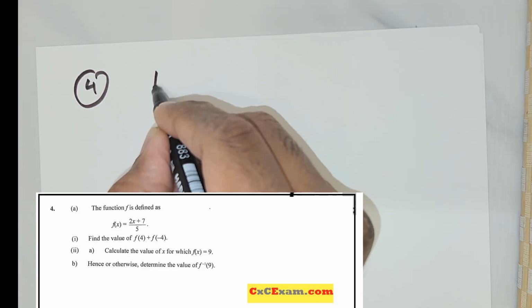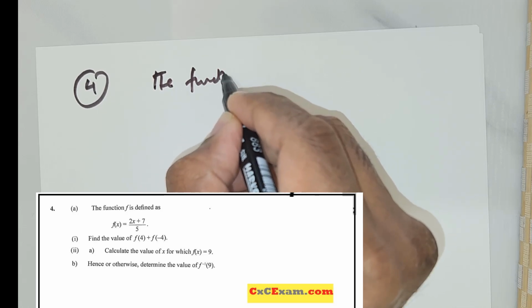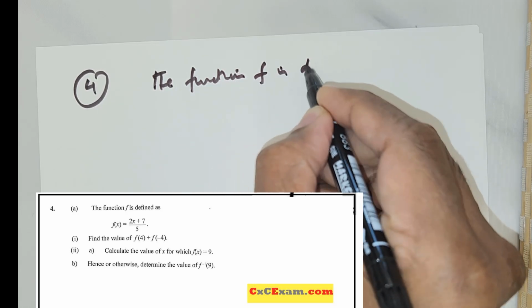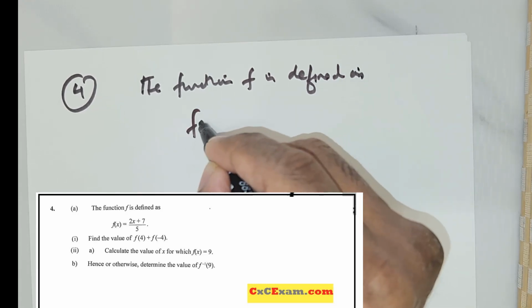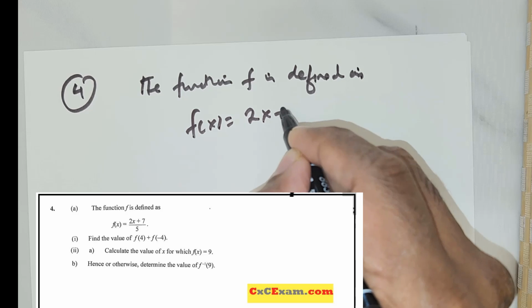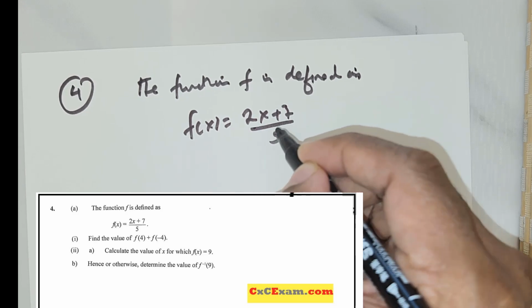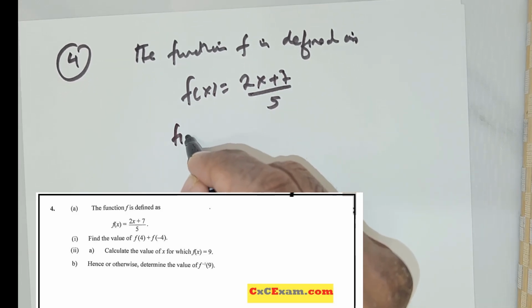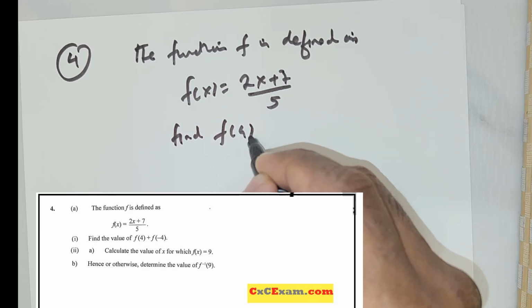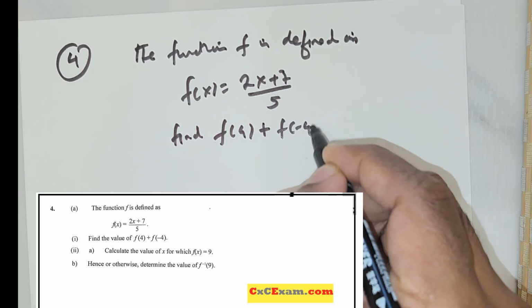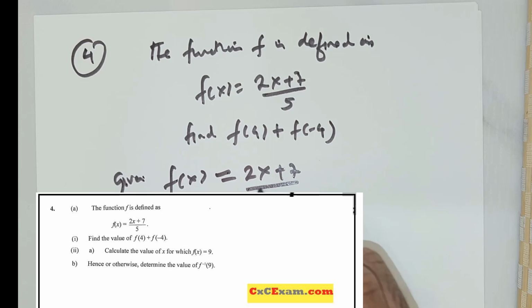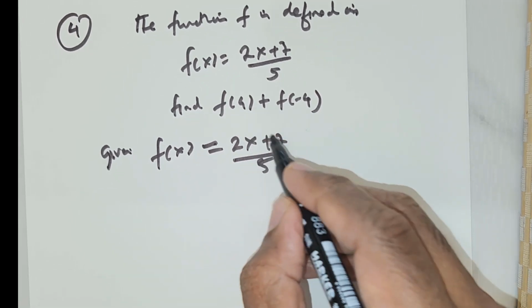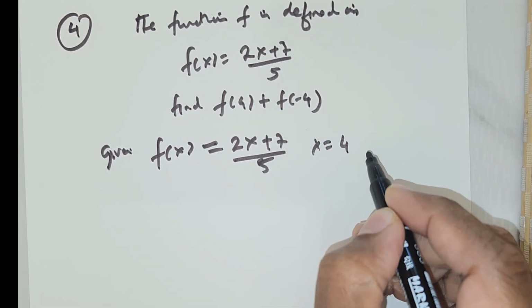The fourth question, we are given that the function f is defined as f of x is equal to (2x + 7) divided by 5. We are asked to find the value of f of 4 plus f of negative 4. Now what are we given? We are given f of x is equal to (2x + 7) divided by 5. Now we need to substitute x is equal to 4.